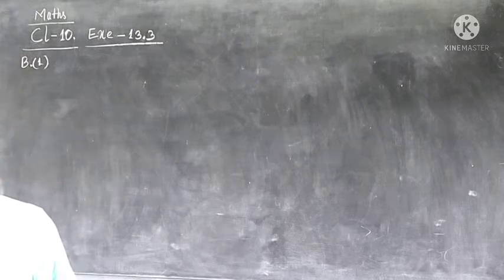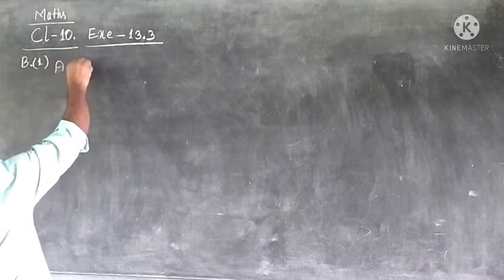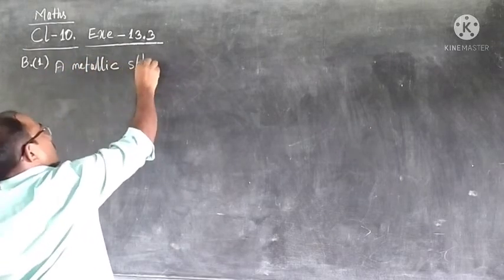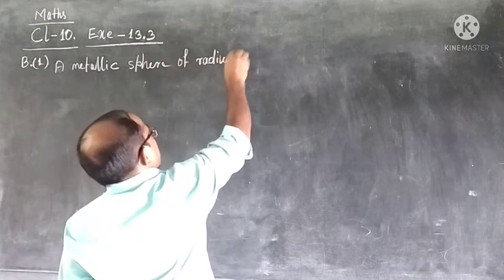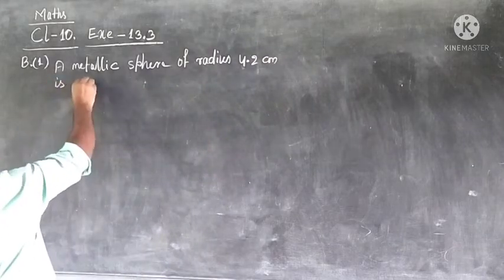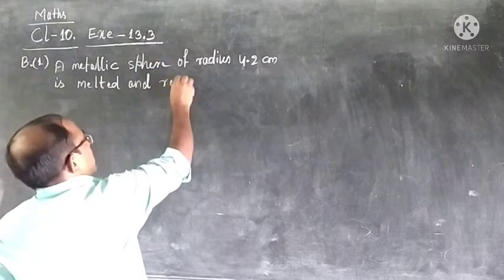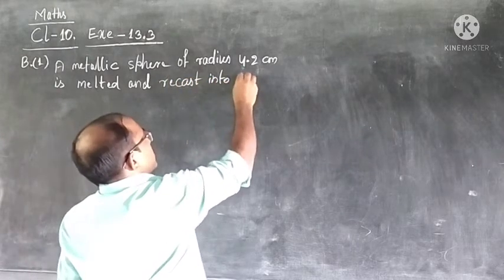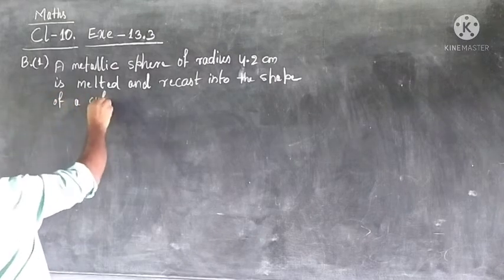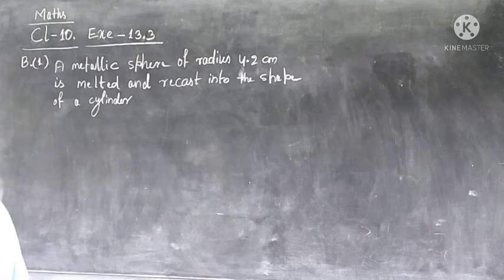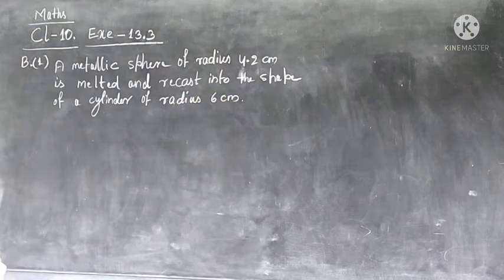13.3, question number 1. The question is, a metallic sphere of radius 4.2 centimeter is melted and recast into the shape of a cylinder of radius 6 centimeter. Find the height of the cylinder.